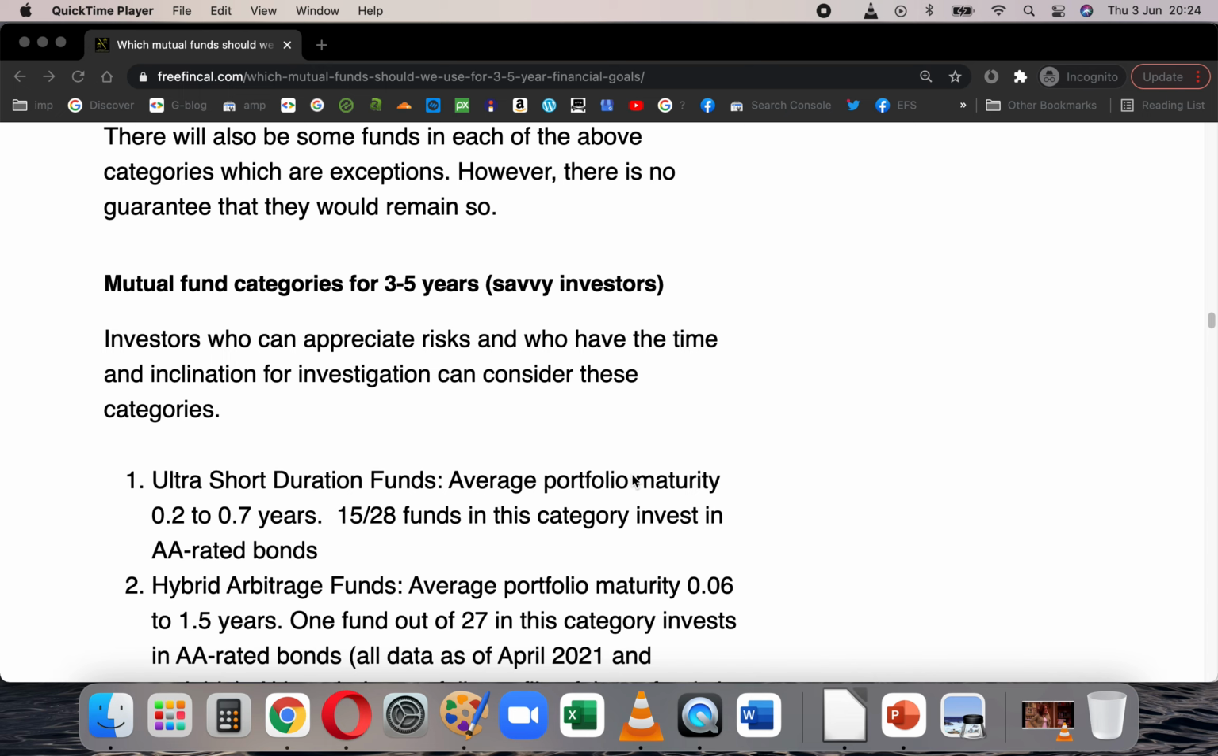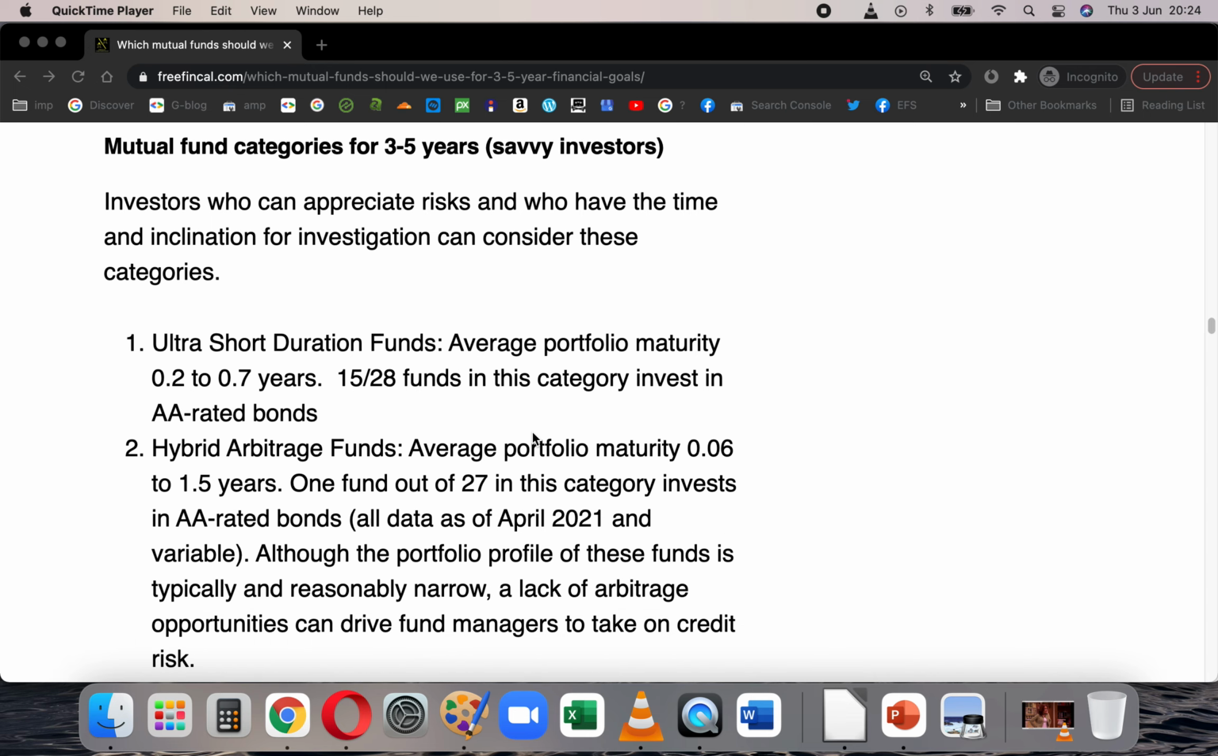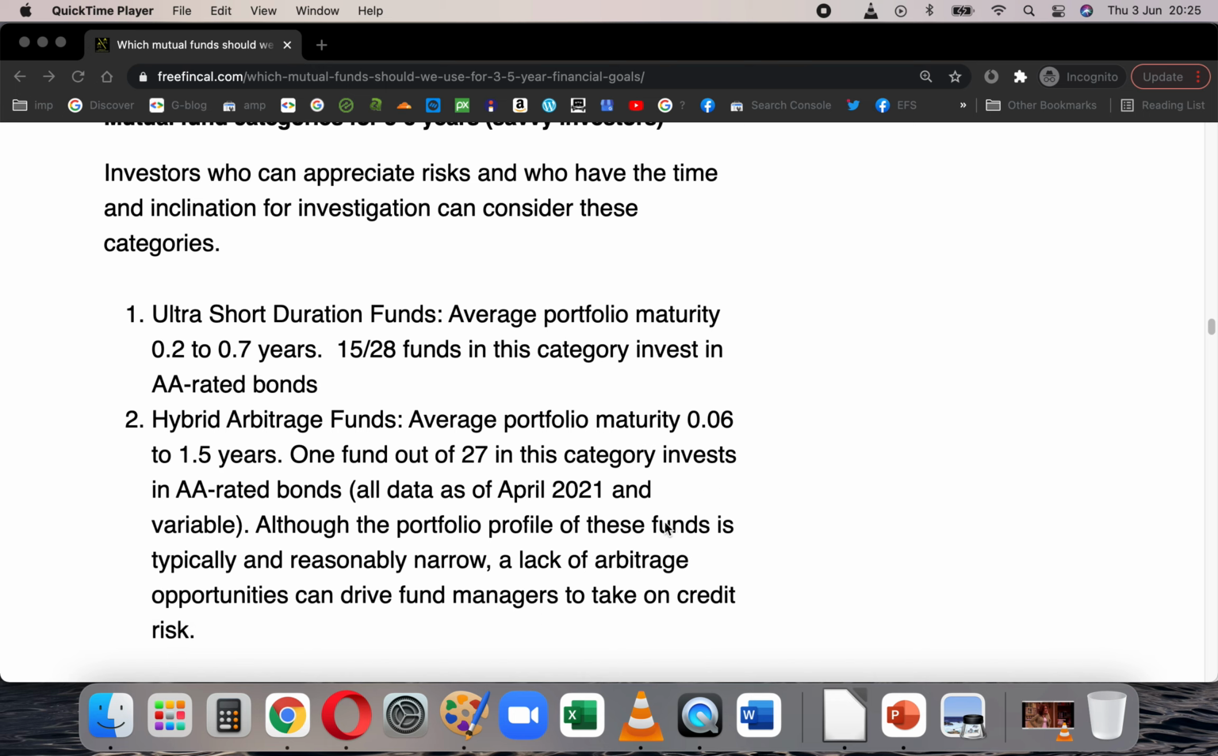Those who consider themselves savvy investors, who can understand the portfolio and take some time to study the risk factors and the history of the mutual fund, can use ultra short duration funds. These have an average portfolio maturity of 0.2 to 0.7 years. That's quite a bit of variation for ultra short, which is very sad, and they can also take on credit risk. Hybrid arbitrage funds are no longer pure arbitrage funds, because they can invest in bonds as well. They can be used, but be careful. The credit quality is important, because if the arbitrage opportunities dry up, then these funds can take on credit risk, so you have to be careful.